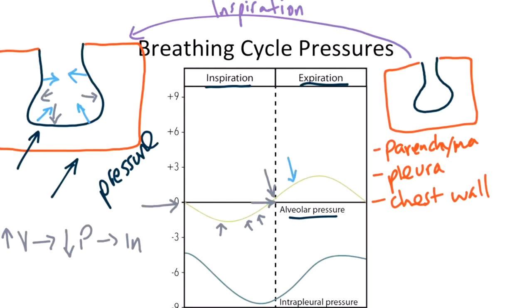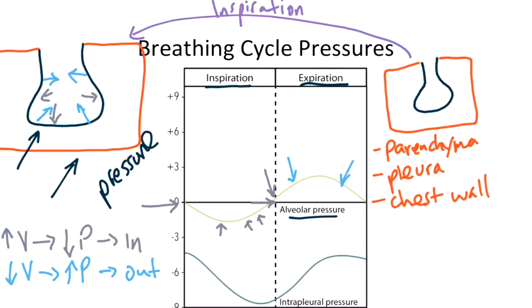So in summary, a decrease in volume results in an increase in pressure, and that causes air to move out. As expiration continues, the air leaving the alveoli results in fewer molecules acting on the wall of the alveolar space, resulting in a drop in pressure, which we can see here.